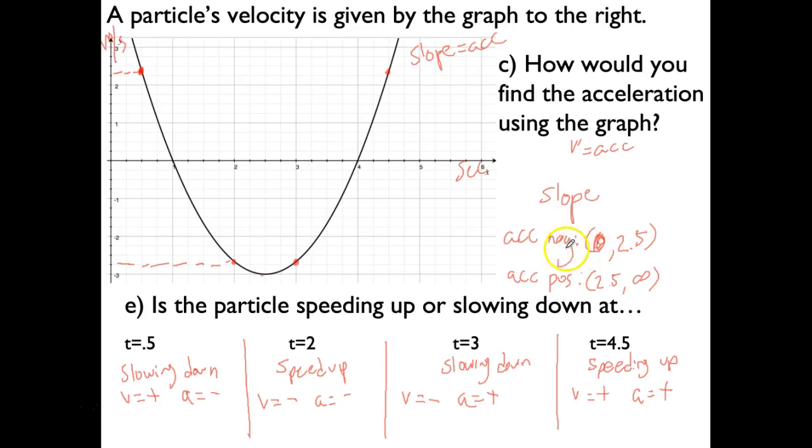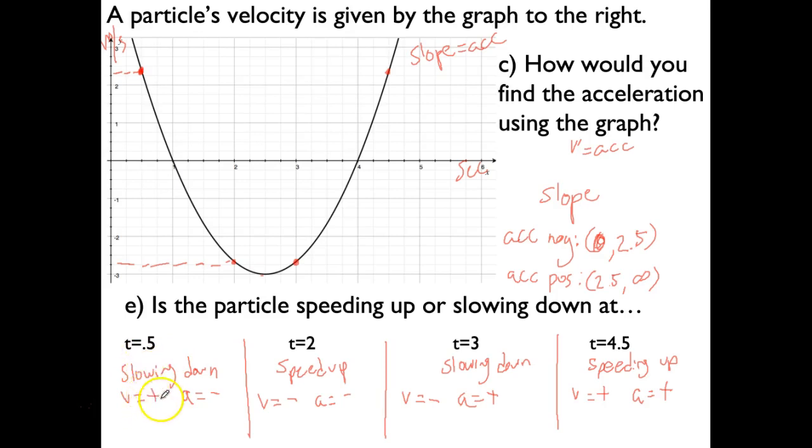So you can always use this. If it's ever asking you if something's speeding up or slowing down, all you need to do is check the velocity and the acceleration. If they are differing signs, that means it's slowing down. If they are the same sign, that means it's speeding up. And this makes sense, okay? Let me just explain it real quick if you're not getting it.